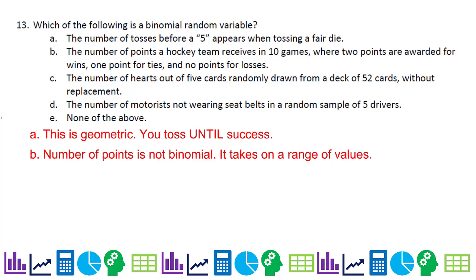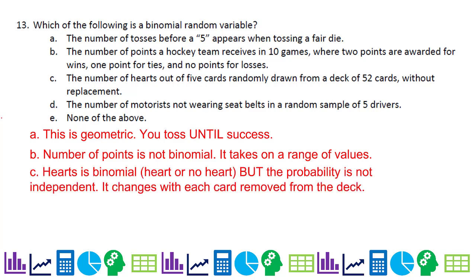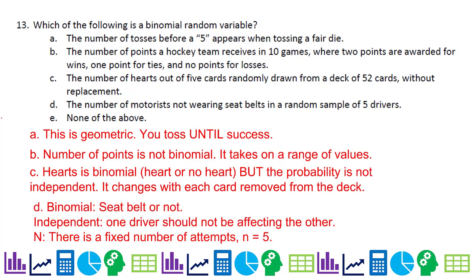C, the number of hearts out of 5 cards randomly drawn from a deck of cards without replacement. So hearts is binomial, heart or no heart, but the probability is not independent because we're not putting the cards back in the deck. So C is almost there, but not quite. D, the number of motorists not wearing seatbelts in a random sample of 5 drivers. Well, it is binomial. They got the seatbelt or they don't. It is independent. We're going to assume people aren't looking at each other and saying, oh, they're not wearing their seatbelt, let me take mine off. Or they are wearing their seatbelt, let me put mine on.